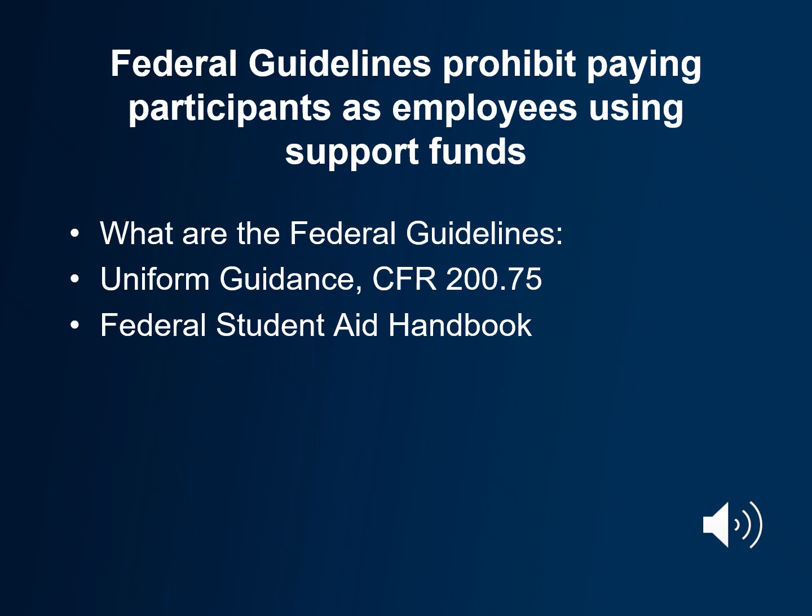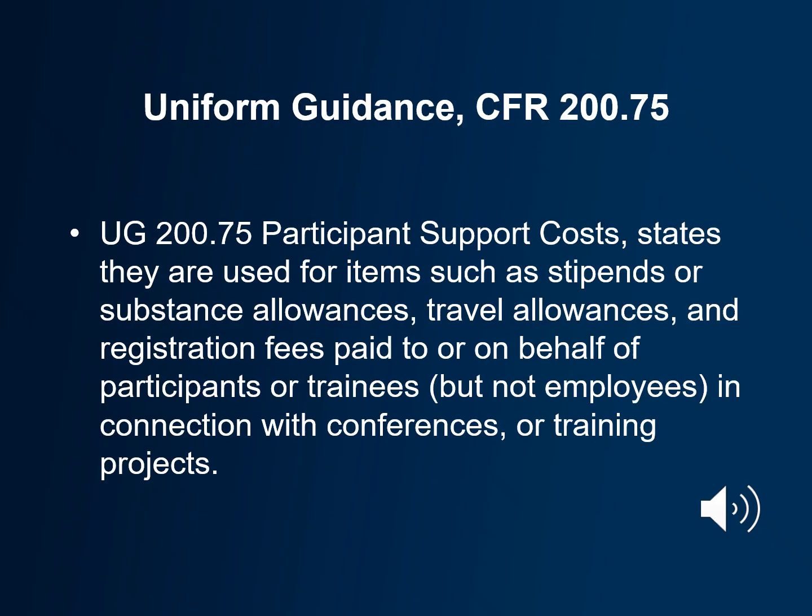What are the federal guidelines? Uniform Guidance CFR 200.75 and the Federal Student Aid Handbook. Under Uniform Guidance CFR 200.75 are the participant support costs. This states they are used for items such as stipends or subsistence allowances, travel allowances, and registration fees paid to or on behalf of participants or trainees in connection with conferences or training projects.